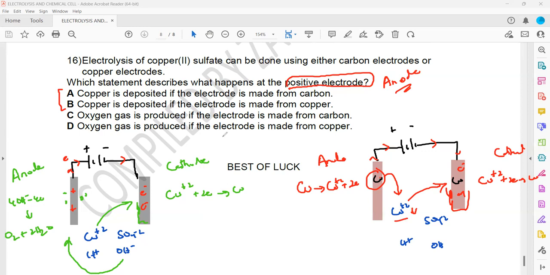Then what will happen if the electrode is made up of carbon? Then oxygen gas is produced if the electrode is made from carbon. And if the electrode is made from copper, then as a result, there will be no oxygen gas. Copper atom will turn into copper ion, or the size of the anode will decrease. So if the electrode or anode is made from copper, the size of the anode will decrease. But here what happened, the oxygen gas will be there, so we'll observe bubbles. So that's why option C is the right answer.